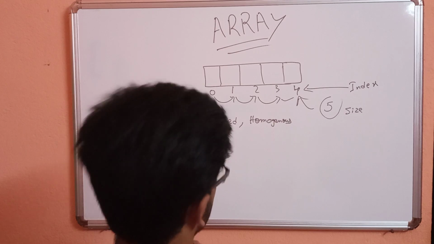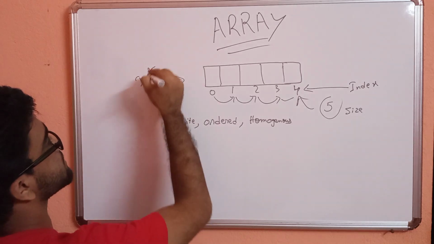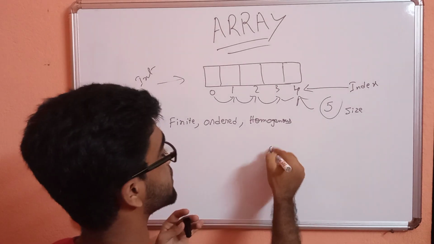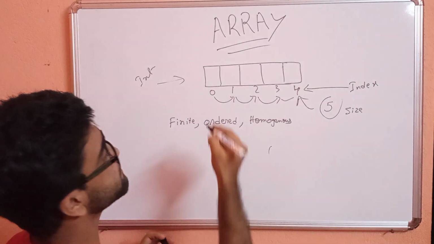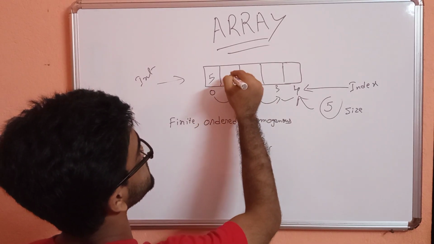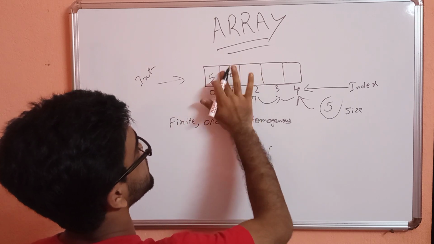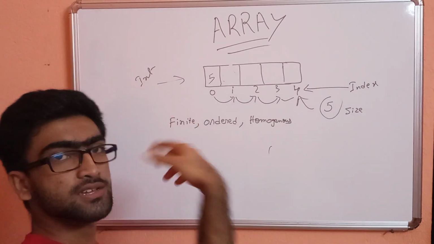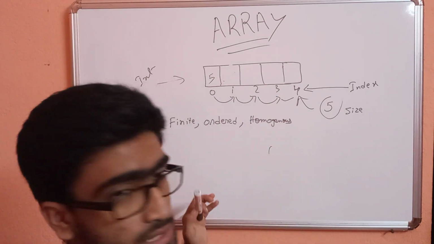And homogeneous, what is homogeneous? Suppose take an example. This is an integer type array. Then this array will store only integer type elements, not float type, not double type, not character type, not anything else. What I mean to say is, if the 0th index contains 5, we cannot store in the first index 'a' or 5.0. That would be a float, and 'a' is a character element, so we cannot store it. If we declare an integer array, we have to store integer elements only. That is why it is called homogeneous. This is the definition of an array.